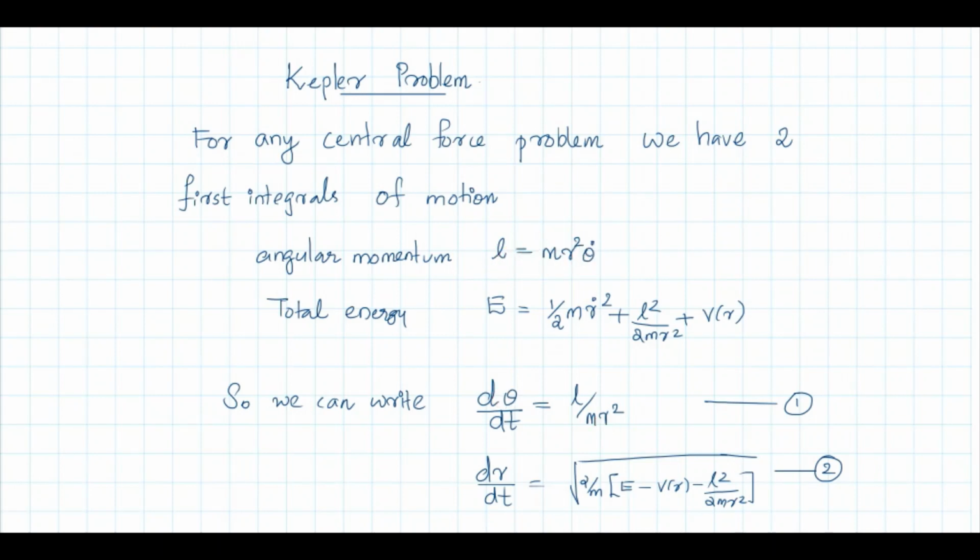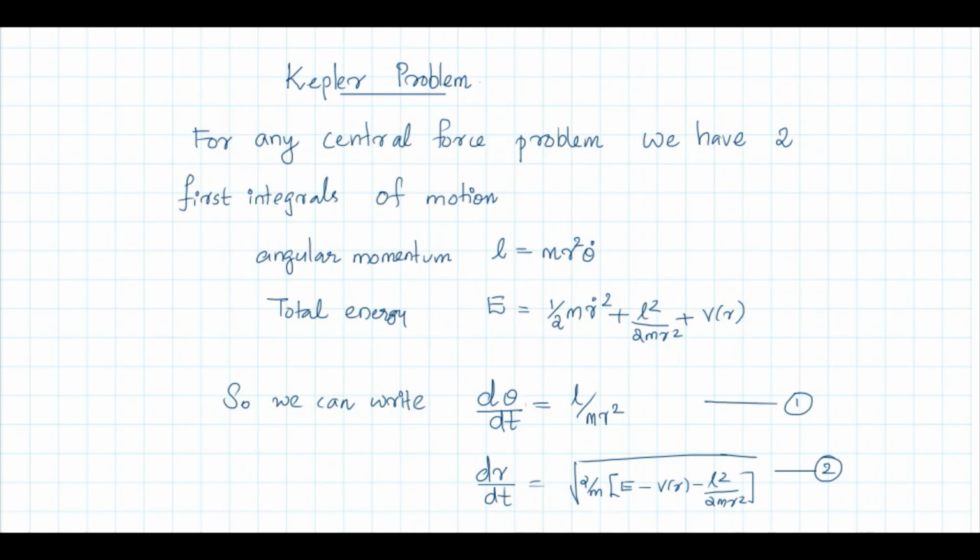So this equation, we can write as d theta by dt equal to L by m r square. From the energy equation, I can write dr by dt equal to the square root of 2 by m times E minus V of r minus L square by 2 m r square. One is a relation connecting theta and t, a differential equation. This is a differential equation in r and t.